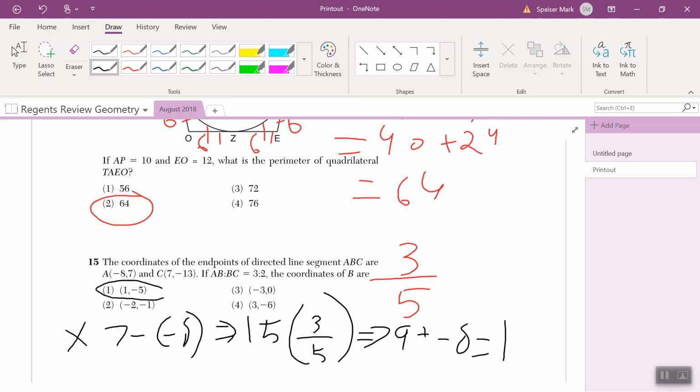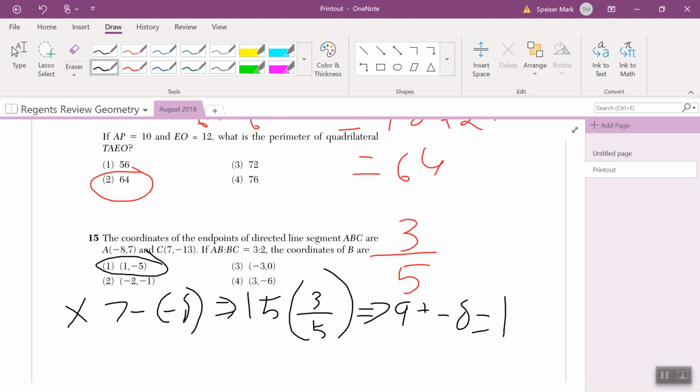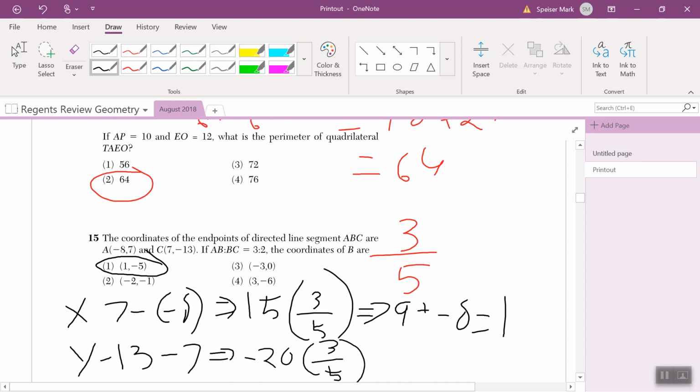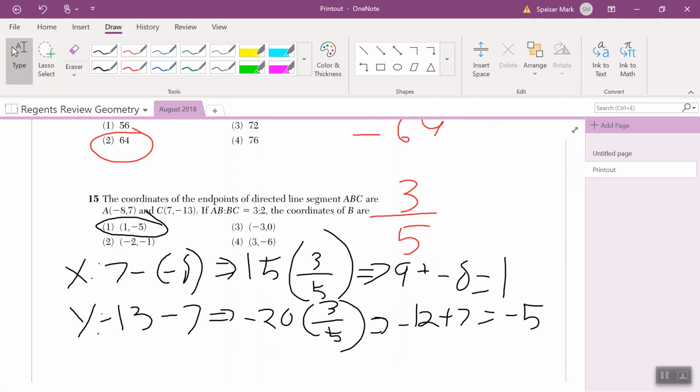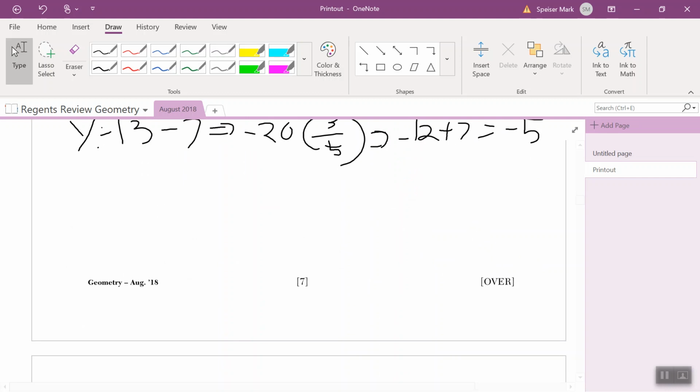Just to confirm for the y value, do the same thing: the distance, negative 13, take away 7, which is negative 20. Multiply that by 3/5. Negative 20 times 3/5 is negative 12. Add that to the 7, the starting value, get negative 5. There are many different ways to do question 15. This is the way I show my students, this is the way I prefer to do it, but if you like using a different method, you can. The answer was choice 1.